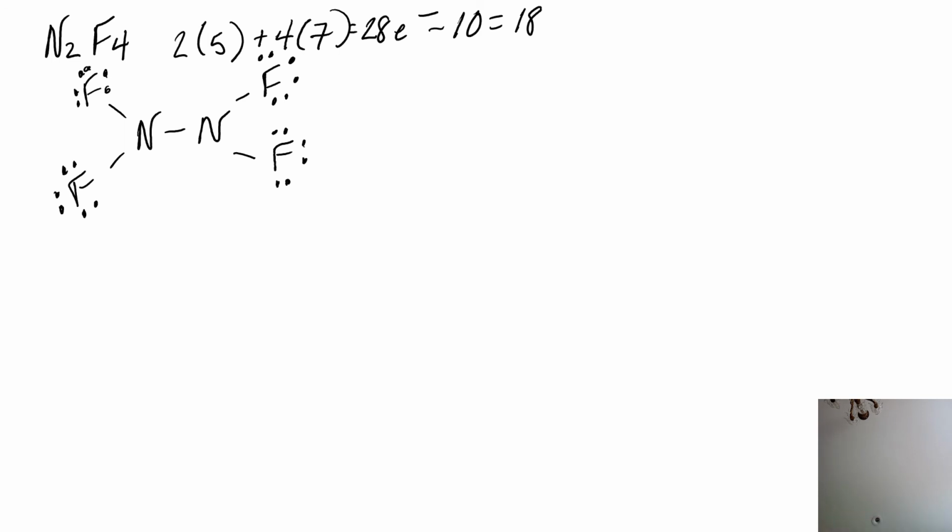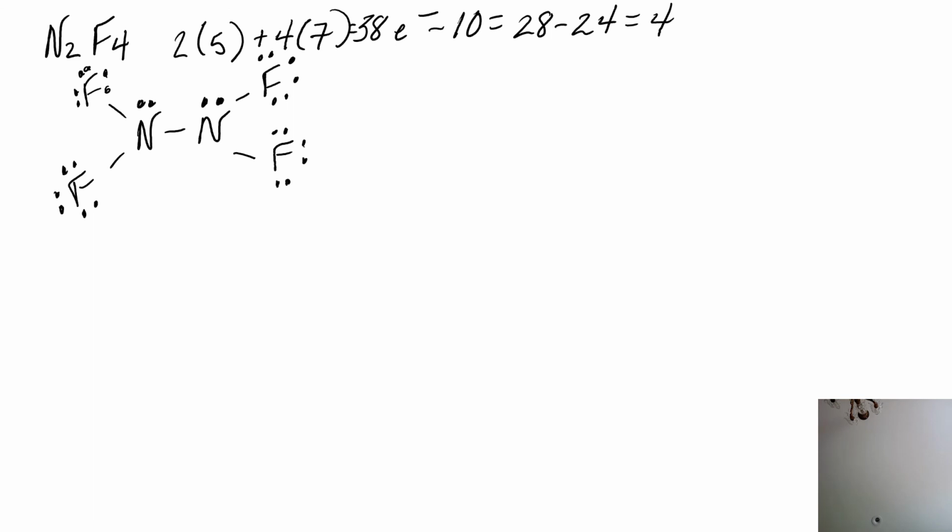In doing so, I've used, wait, did I have the wrong total there? Yeah, I did. Sorry about that. This should have been 38. And this is 28, because I just used 24. So I only have 4 left. So I'm going to give each of those nitrogens a lone pair, and now they have satisfied the octet rule.